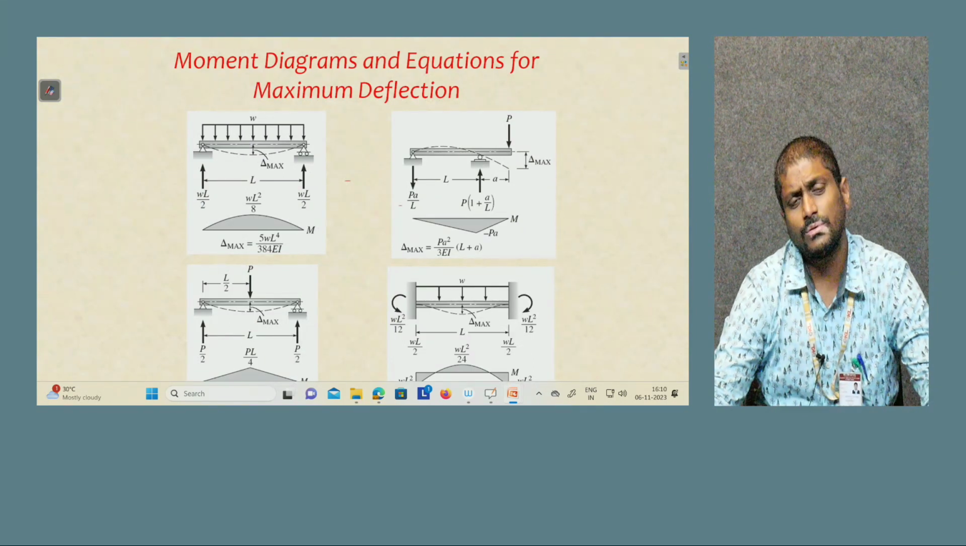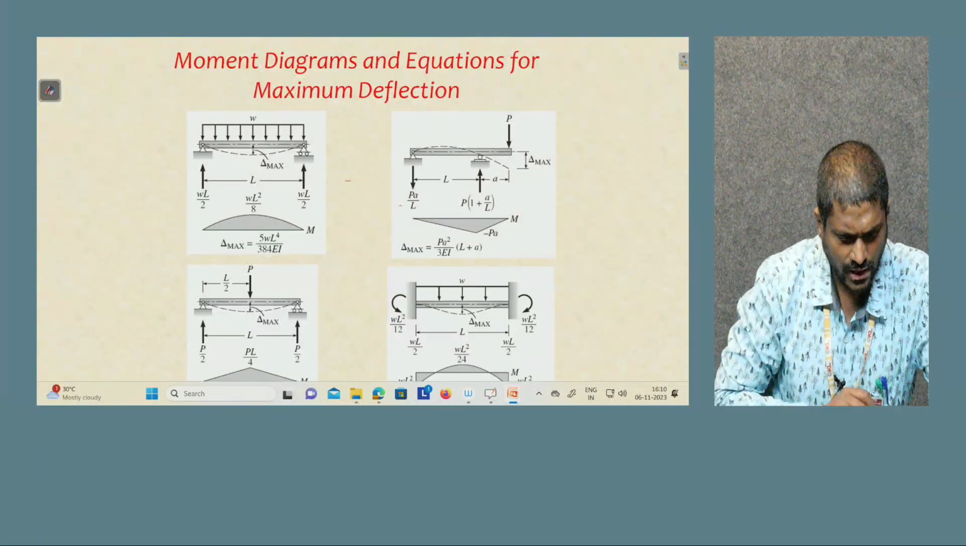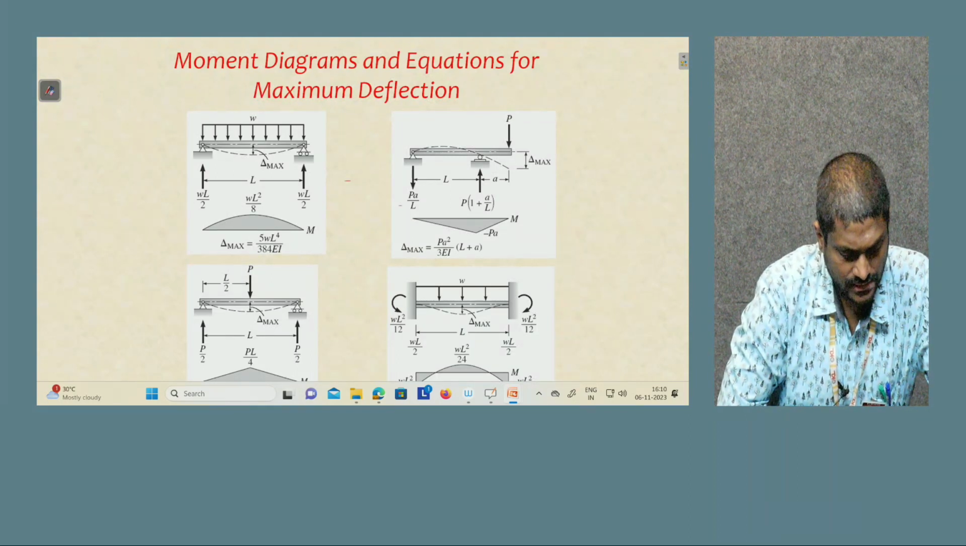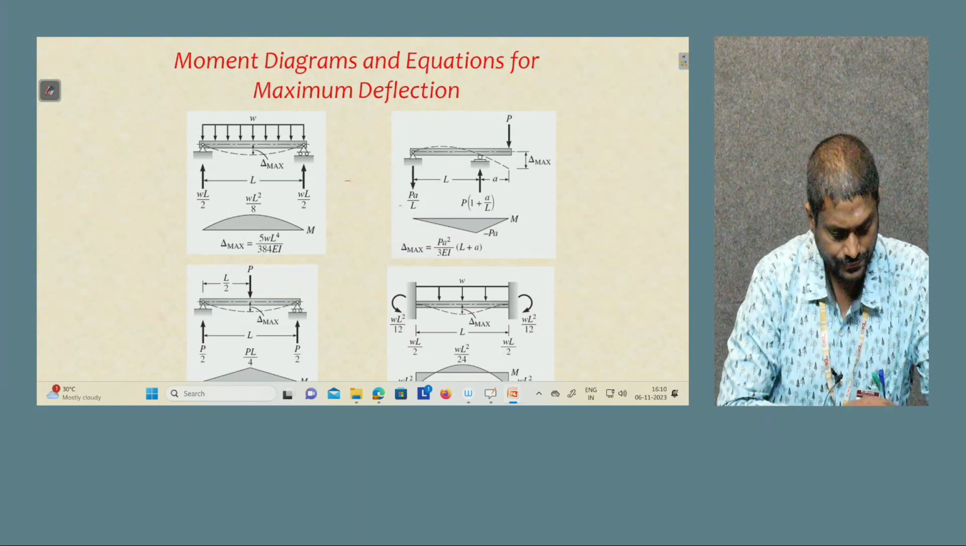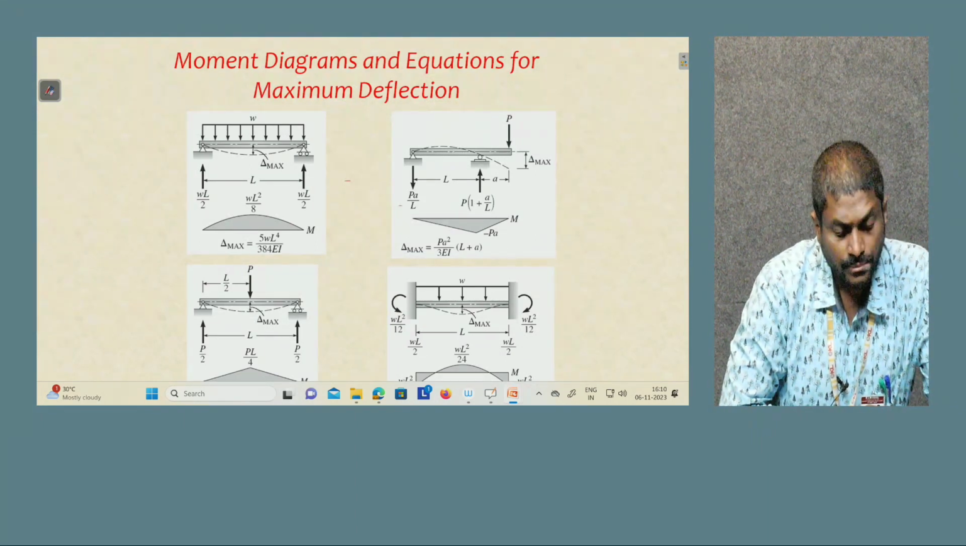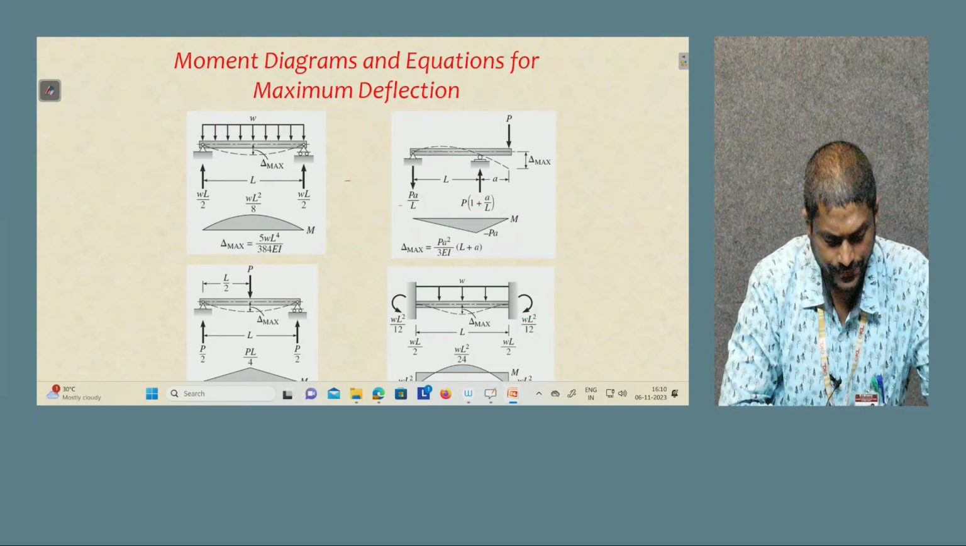Of course, when we have the simply supported beam with the uniformly distributed load, the center deflection is delta max, the load is small w, then the reactions will obviously be WL by 2 and WL by 2, that is RA and RB, if I give A and B at both ends. Then the bending moment is WL square by 8, whereas delta max is 5 WL to the power of 4 by 384 EI.